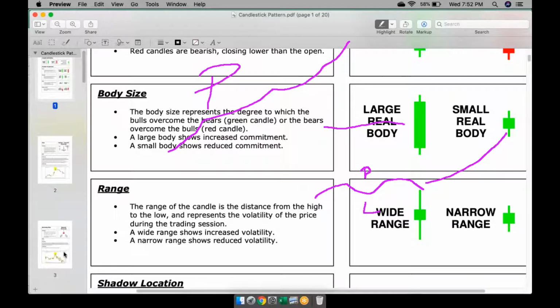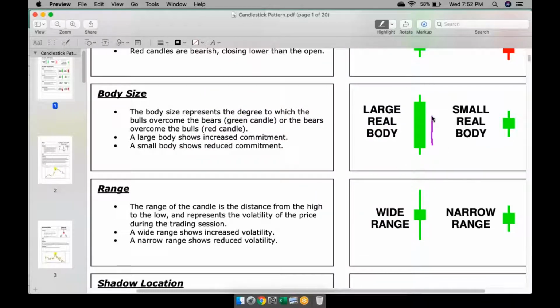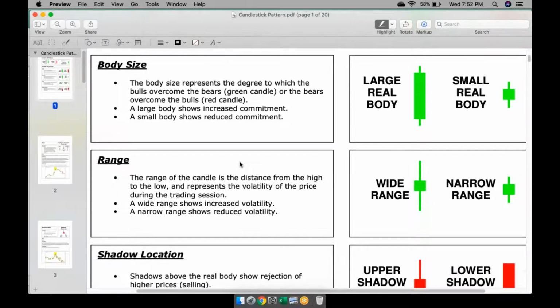If it is a green candle, and if the body size is big, then the bulls are more. Bulls in the sense the buyers are more. It's in a bullish mode. And if it's a red candle, then bears are more, then it's a bearish mode. Okay. So the bigger the candle, the better. It shows a good trend.